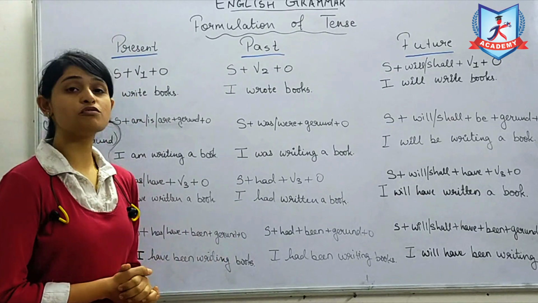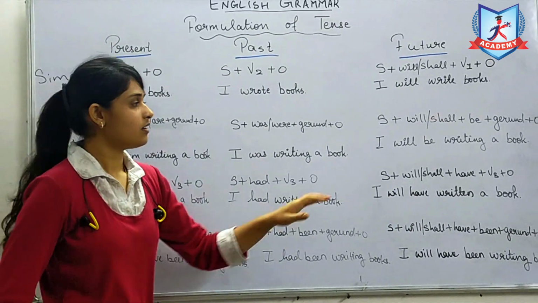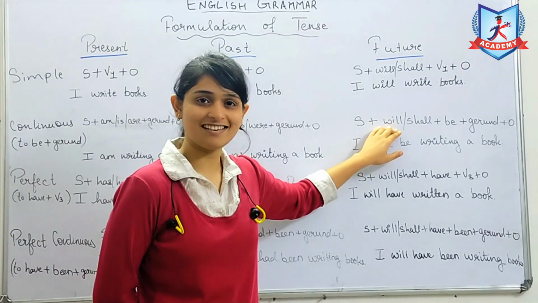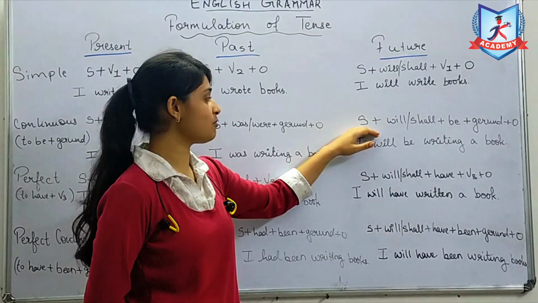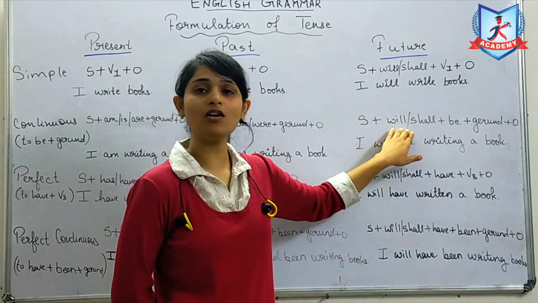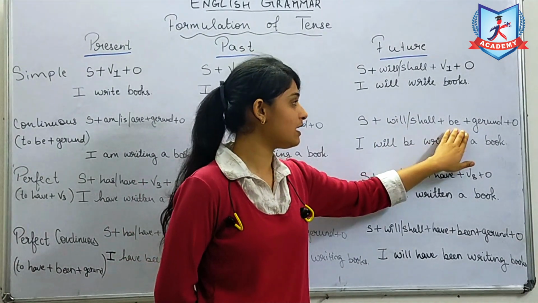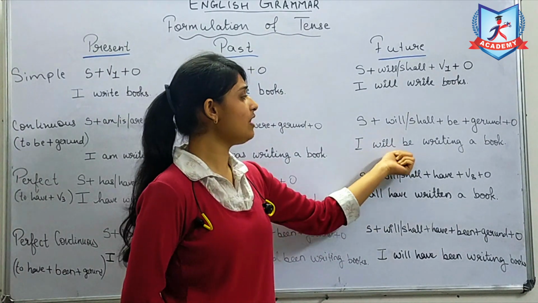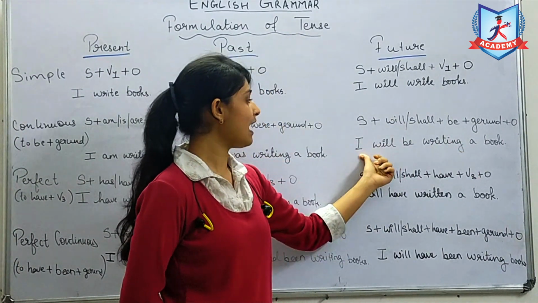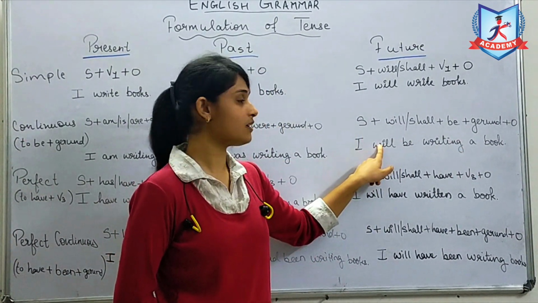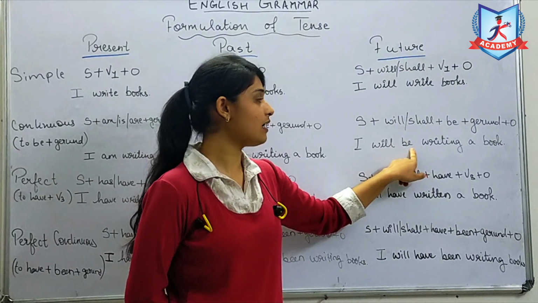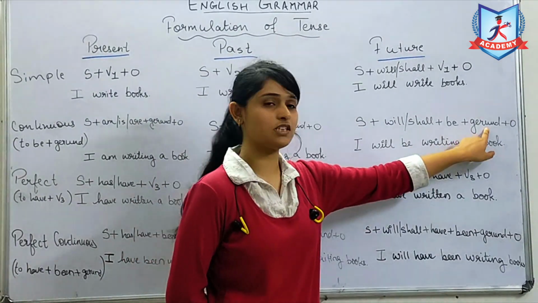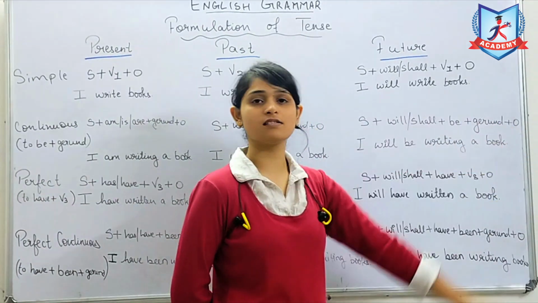Moving on to future continuous tense. Future tense में हमें पता ही है will और shall necessary है, right? We start with the subject. Subject plus will or shall plus be plus gerund plus object. I will be writing a book. I is the subject, will is the helping verb, be is used to express the continuous tense, and writing is a gerund, book again is the object.